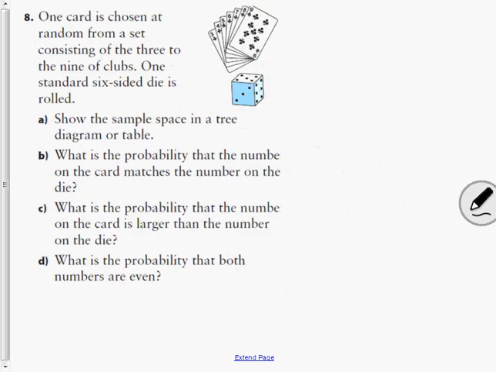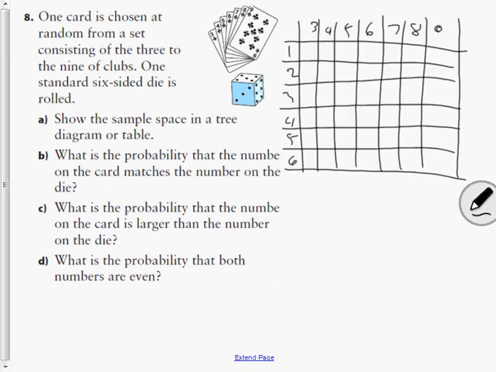Question 8 says one card is chosen at random from that small deck and 1 standard 6-sided dice is rolled. Show the sample space in a tree diagram or table. Well, obviously, if you're given a choice, if it's two events, you should always use a table. And here's what it looks like.